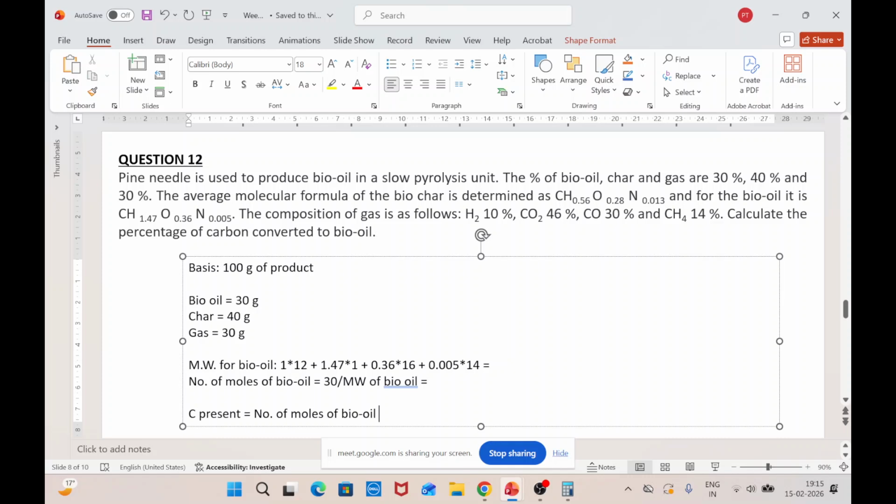In the same way as we have done for bio oil, you need to do it for char. For gas, you need to calculate these respective percentages in the form of moles. Then since carbon dioxide, carbon monoxide and CH4 all three have carbon in them, you need to multiply the total number of moles with their respective percentages. Once you do that, you will get the carbon that is present in the gas. If you add up the carbon present in the bio oil, char and the gas, you will get the total amount of carbon that got generated. Then you will be able to calculate the fraction of carbon in bio oil. Any questions?